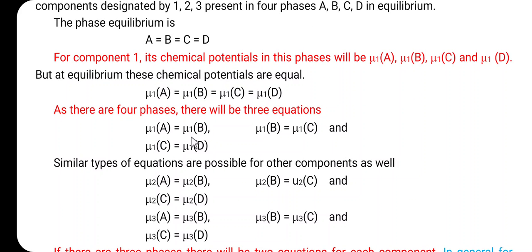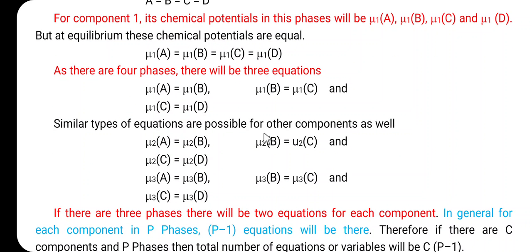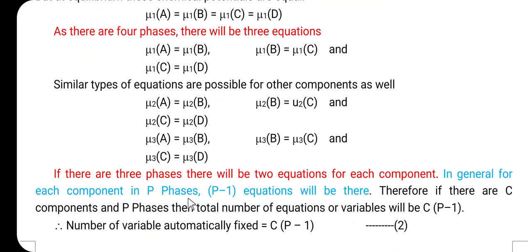Similarly, we can write for the second component as well as the third component. Similar types of equations are possible for the other components. Let us consider the second component. The same equations: mu2 A is equal to mu2 B, mu2 B is equal to mu2 C, and mu2 C is equal to mu2 D. This is for the second component. Then for the third component, mu3 A is equal to mu3 B, mu3 B is equal to mu3 C, and mu3 C is equal to mu3 D.